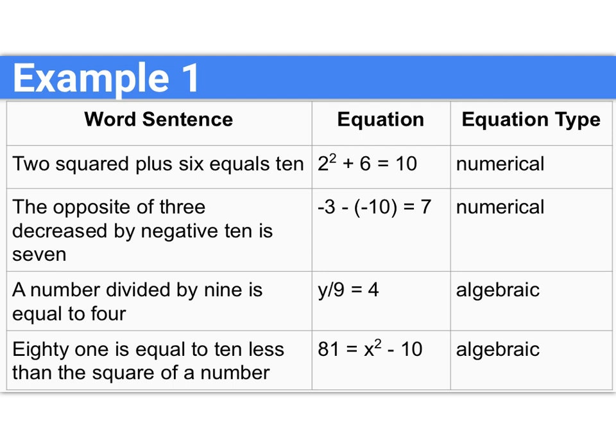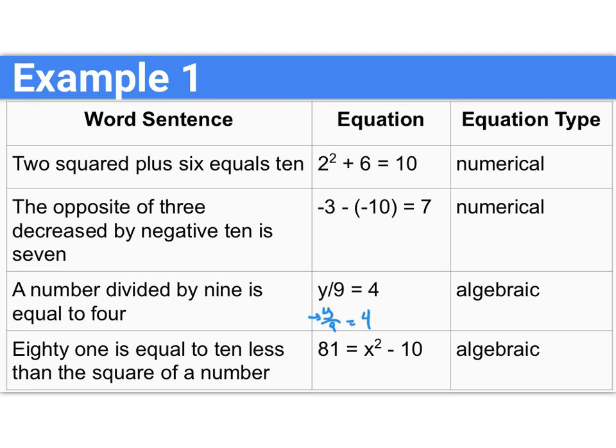And so a number, so I put y for a number, and you could put anything in there. You could have put an n or anything. And this is algebraic because we have a variable, an unknown that needs to be solved for. 81 is equal to 10 less than the square of a number. So the number we picked was x, and 10 less than means x squared minus 10. So again, that's algebraic.